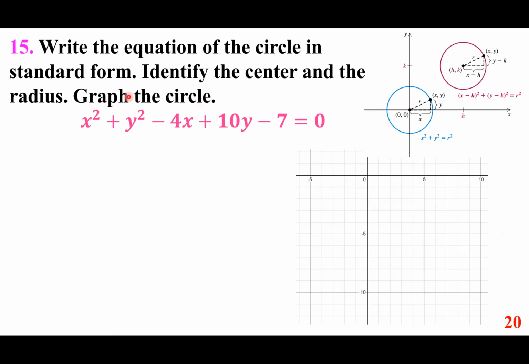Write the equation of a circle in standard form, meaning in this case, (x minus h) quantity squared plus (y minus k) quantity squared. Identify the center and the radius, and graph the circle. So we are going to put the -4x next to x squared, 10y next to y squared, and move the -7 to the right, make it +7.